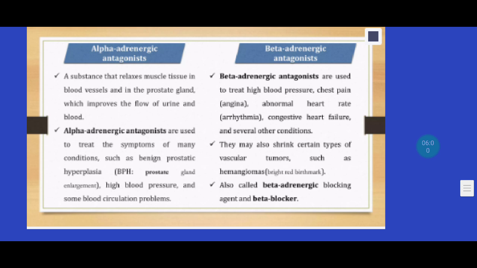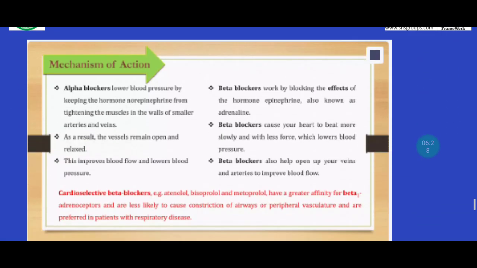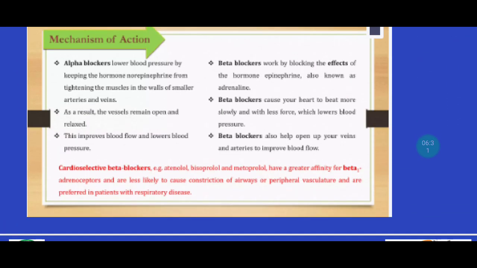We will see the difference between alpha adrenergic antagonist and beta adrenergic antagonist. Alpha adrenergic antagonist means the substance which is going to relax muscle tissue in blood vessels and in the prostate gland, which is going to improve the flow of urine and blood. And beta adrenergic antagonists are used to treat high blood pressure, chest pain, abnormal heart rate, congestive heart failure, and several other conditions. Next, mechanism of action.